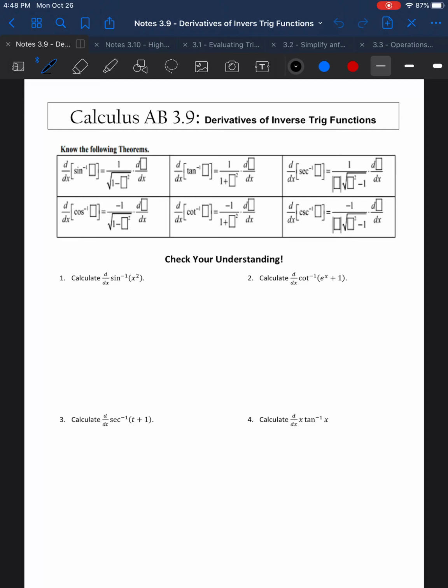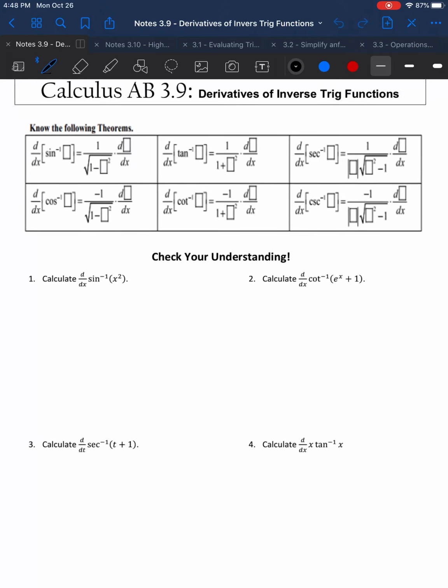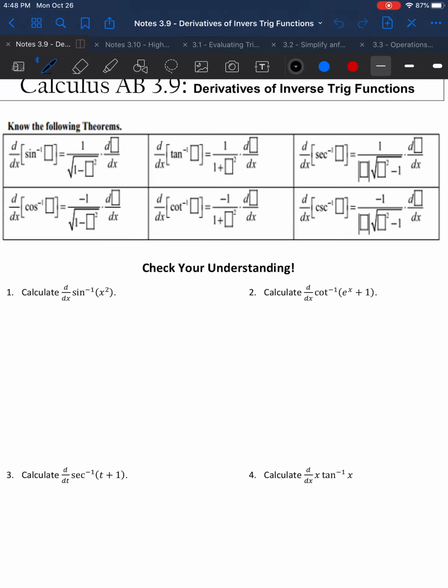Hi guys. Today we're going to be talking about derivatives of inverse trig functions. And these formulas that I'm giving you, yes, need to be memorized. They do show up on the AP exam. There is no reference sheet for the AP exam.